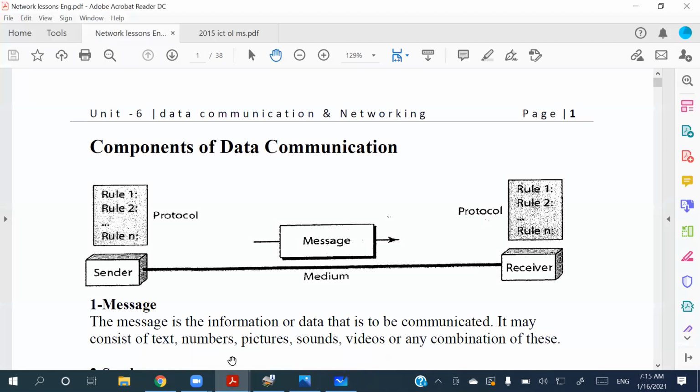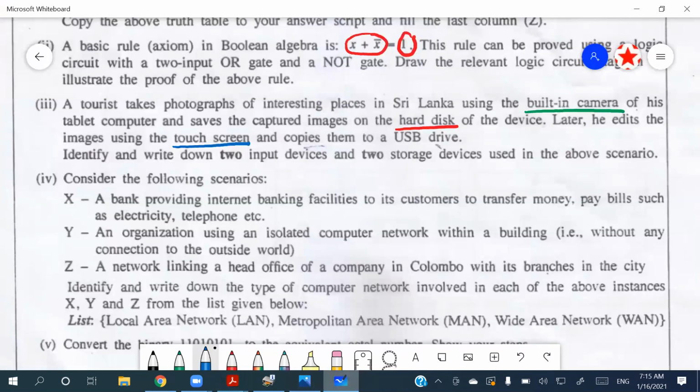And store it and copies them to the USB drive. Again, this is going to be the storage device, right? So yeah, built-in camera and touchscreen. Built-in camera and touchscreen is going to be the inputs. Hard disk and USB drive is going to be the outputs, right?